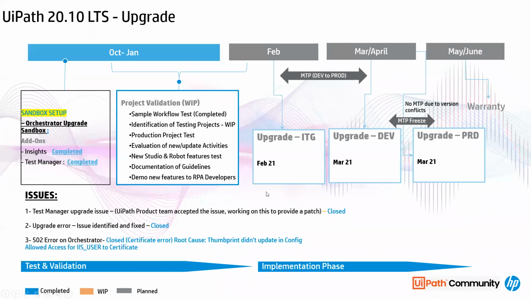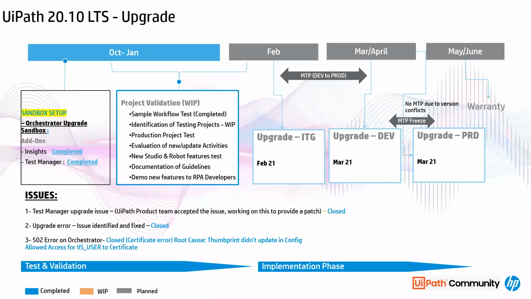So first we upgrade ITG and observe the behavior of how the robot is working without impacting any development. By that time, developers also get acquainted with the new concept or new tool, and we also get the right feature onboarded. Then we do a development upgrade. During this time, we declare the MTP freeze to ensure there is no MTP after the development upgrade, so that there will be no version compatibility issues.